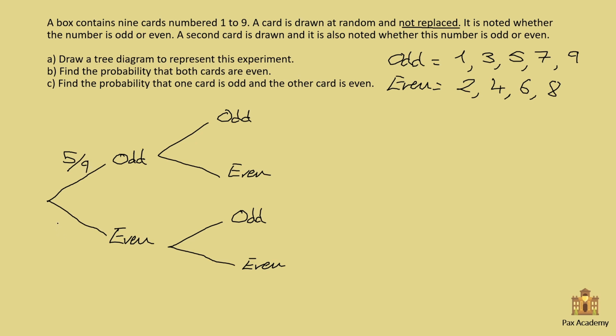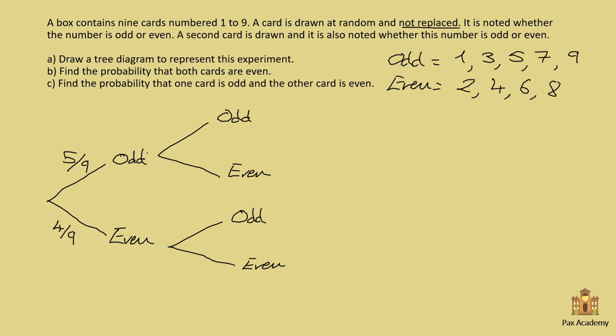For the even, same thing, right? There's 4 even out of 9 cards in total. So this is our starting probability, okay? But now is where the most important part comes. Now bear in mind that when the card is drawn, it's not replaced. So for instance, if we draw an odd card, we now have 1 less card in total, so 8 cards. And because we drew an odd card, we also have 1 less odd.